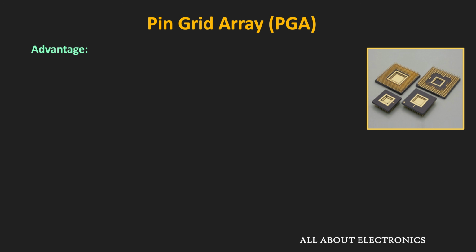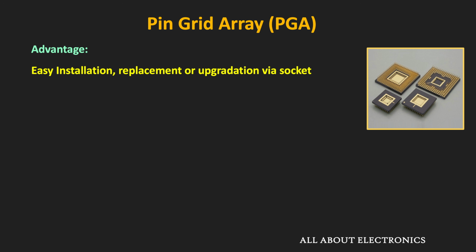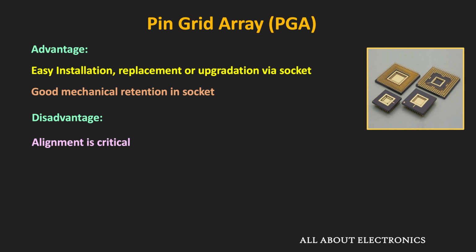So the clear advantage of this BGA package is that it offers easy installation, replacement as well as upgradation of the chip via a socket. Moreover, since the BGA package is also using through-hole packet technology, when the chip is inserted into the socket, that provides good mechanical strength. But the only disadvantage of this package is that the alignment is very critical, because during the insertion or the removal, the pins can bend or break, and therefore it requires careful alignment.